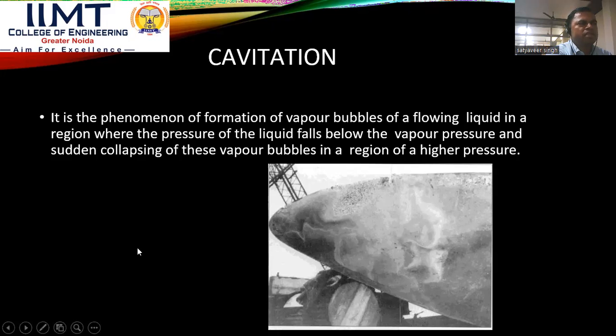What is cavitation? It is the phenomenon of formation of vapor bubbles in a flowing liquid in a region where the pressure of the liquid falls below the vapor pressure, and the sudden collapsing of these vapor bubbles in a region of higher pressure. In the figure we have seen the cavitation effect. This is basically a plane, in which, due to cavitation and air bubbles, cavities are formed. In the case of fluid properties, we have discussed one by one all the fluid properties and understood their concepts.